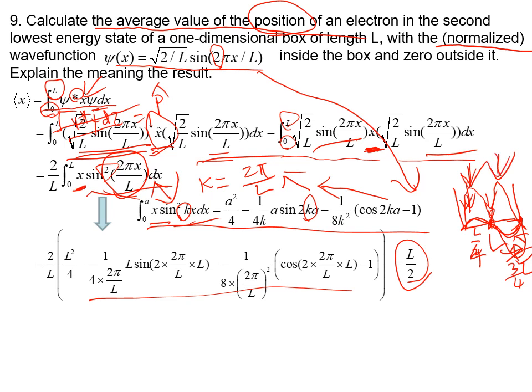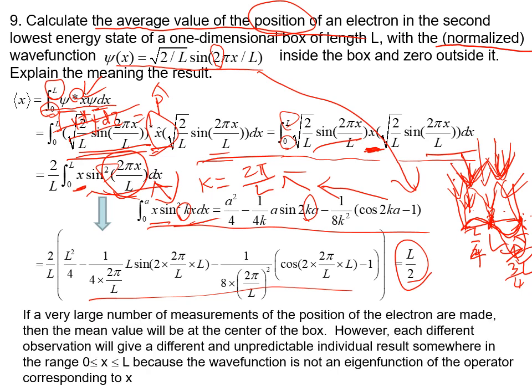But every time you measure it, it could be here, or possibly any place else except the center or these two ends. But on average, if you measure a lot of times, the average is actually in the center, because these two have equal probability. It's symmetric. So that means if a very large number of measurements are made, then the mean value will be at the center of the box.